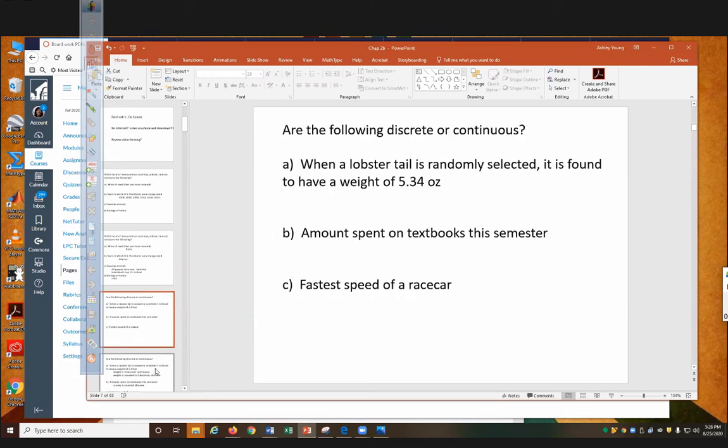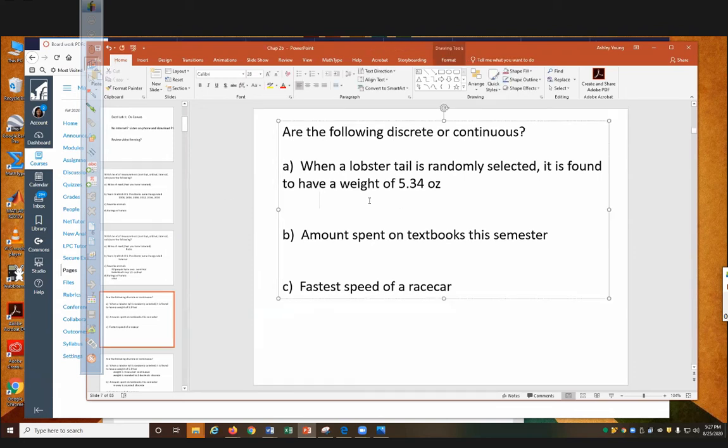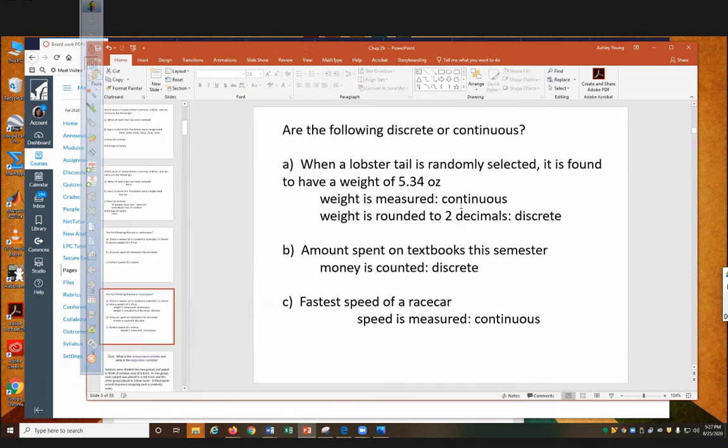And then discrete or continuous. So that's the next thing. This is quiz problem 2. We're talking about weight. Quick question, is weight something that you measure or something that you count? Measure. So weight is something you measure, so that is continuous.